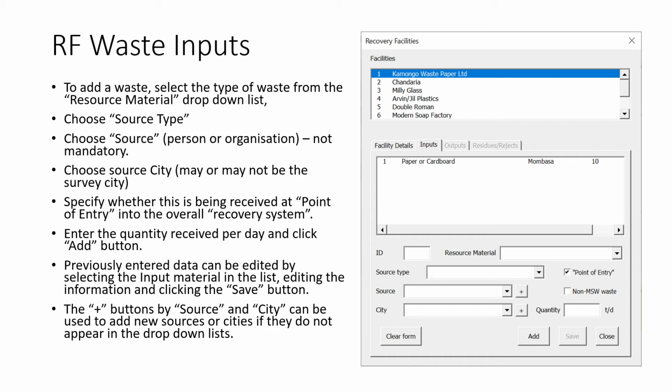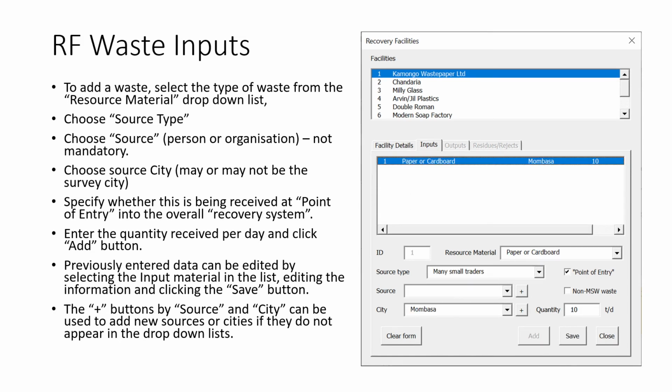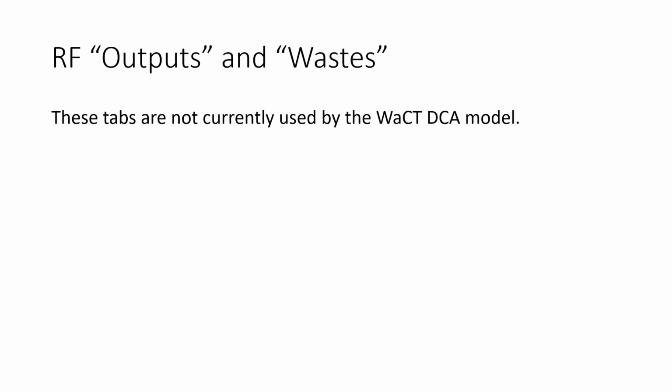As previously, records can be amended by selecting an input material and editing its data and clicking Save. The Outputs and Residues Rejects tabs are disabled in the WaCT DCA as it solely uses the percentage proxy. Click the Close button to return to the menu. As indicated, the WaCT methodology mandates the use of proxy for rejects and residues, therefore the outputs, i.e. products, are 100% less than the proxy of inputs.